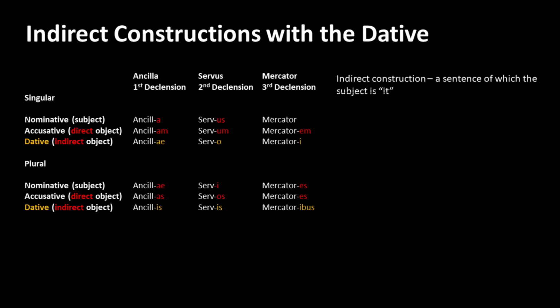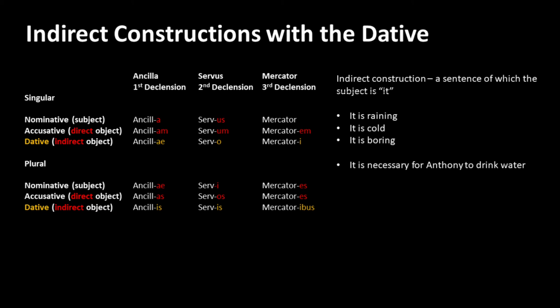An indirect construction is a sentence of which the subject is it. As ever, here are some English examples of indirect construction. It is raining. It is cold. It is boring. And have a look at this one. It is necessary for Anthony to drink water.